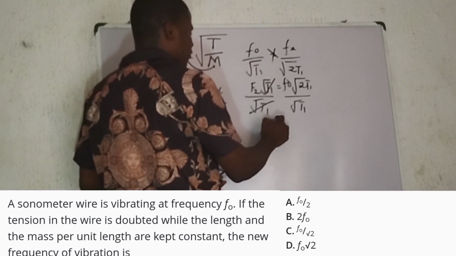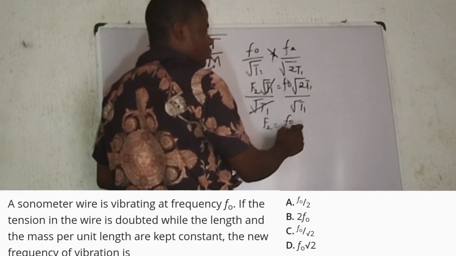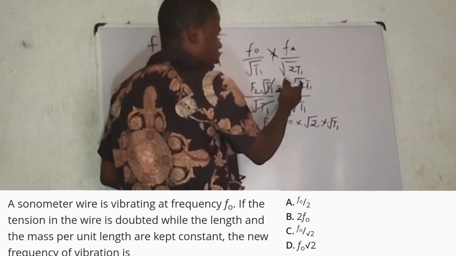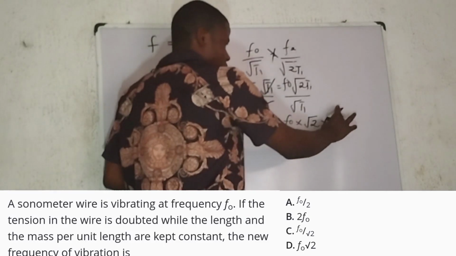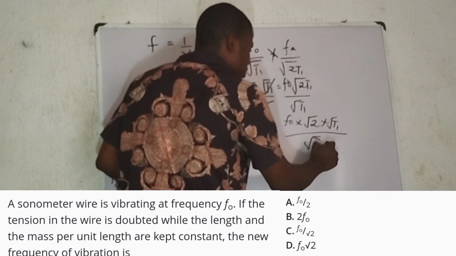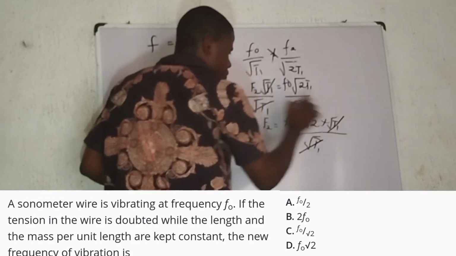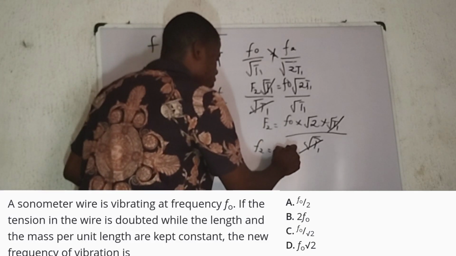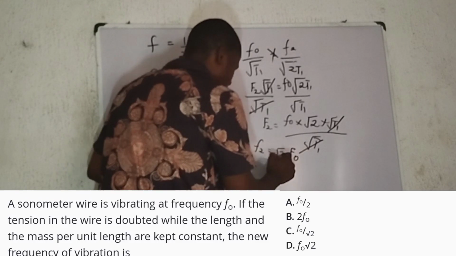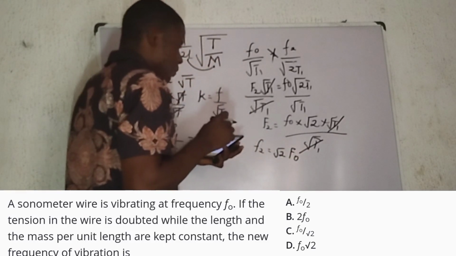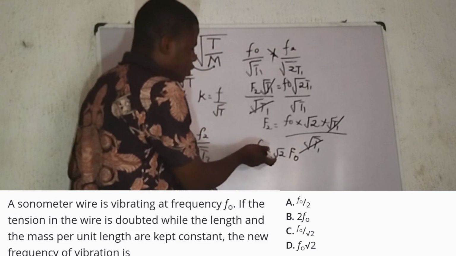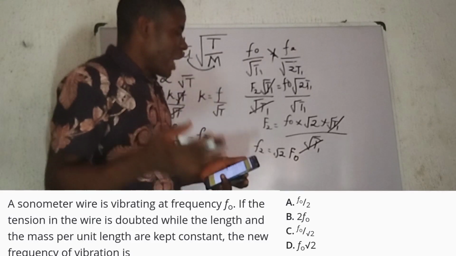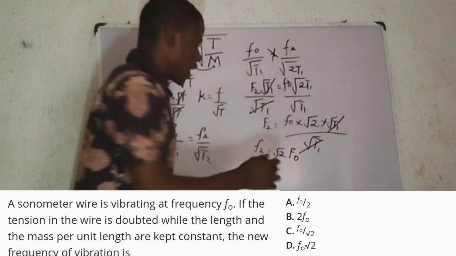Cancel, so I have that F2 equals F0 times square root of 2T1 over square root of T1. Now, the square root of 2T1 can be seen as square root of 2 times square root of T1, and the square root of T1 cancels. So F2 equals square root of 2 times F0, the new frequency of vibration. Or you say that F2 equals F0 times square root of 2.